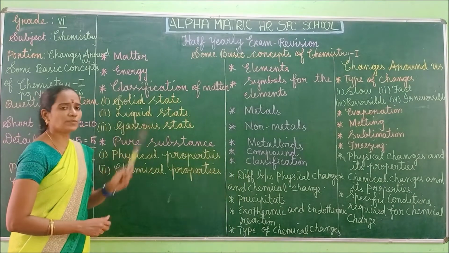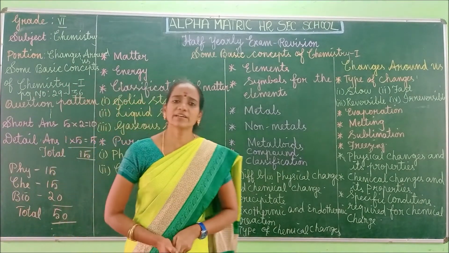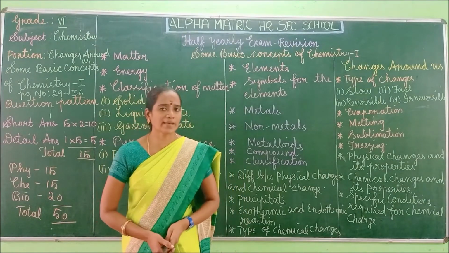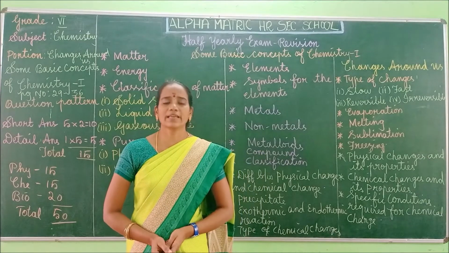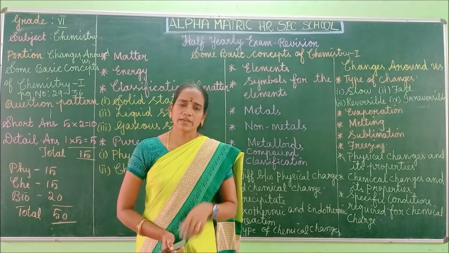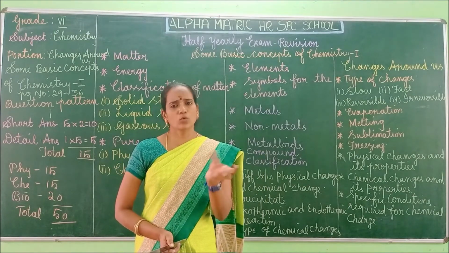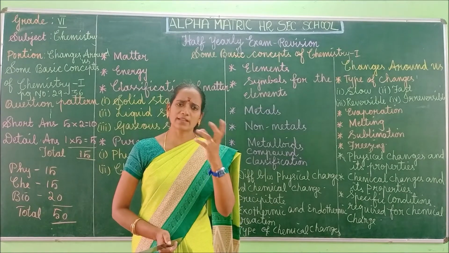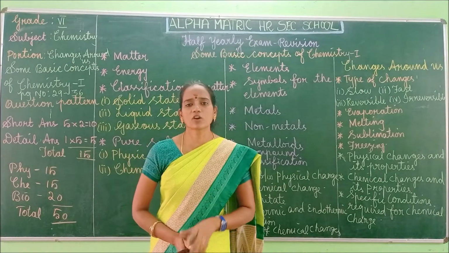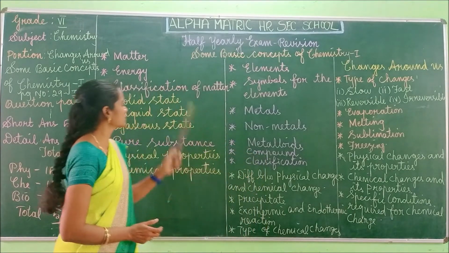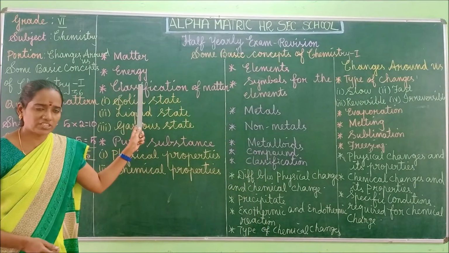Next one, energy means what? Energy is defined as an ability or capacity to do work. Energy is nothing but an ability or capacity. Either one you can write or otherwise both you can write. Ability or capacity to do work is called energy. Okay, so these two will come under the definitions.